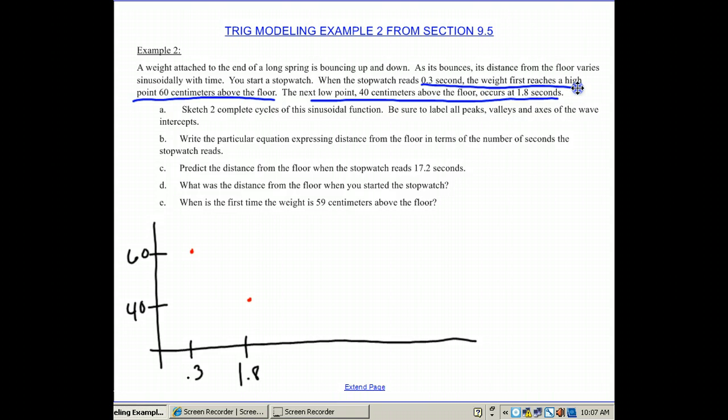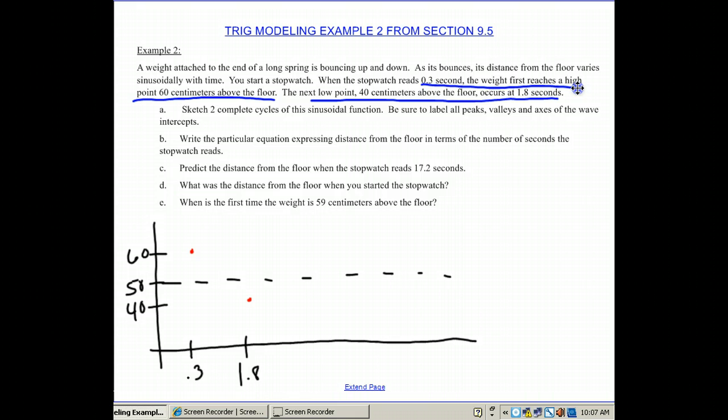Now, with these 2 points, what we just plotted was half of a cycle, half of a cosine cycle, really. We went from high to low, and we did half of a cycle. To complete our cycle, we're going to need a few different things. First of all, let's do the thing that's a little more obvious. If my high is 60 and my low is 40, the center of my graph is going to be at 50. So I know my center is right there at 50, and we'll label that with a dotted line.